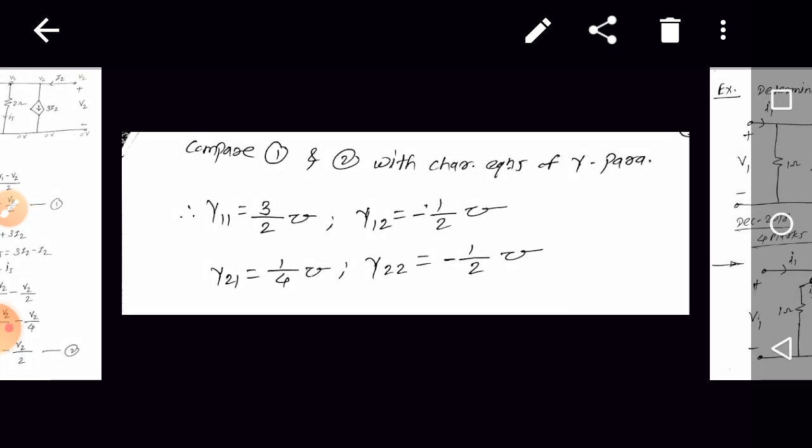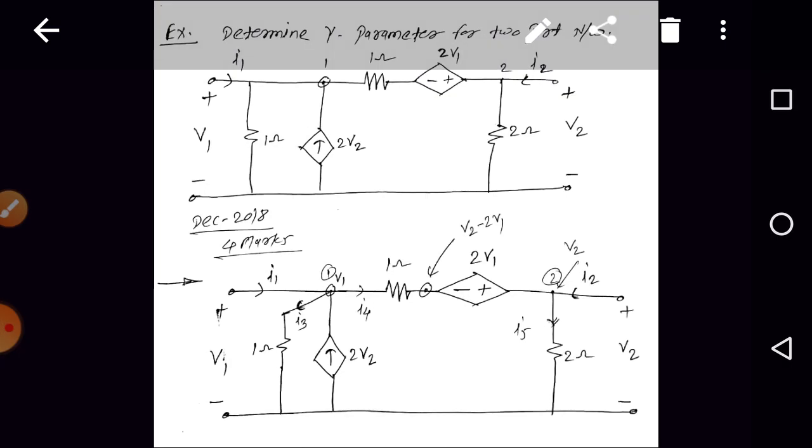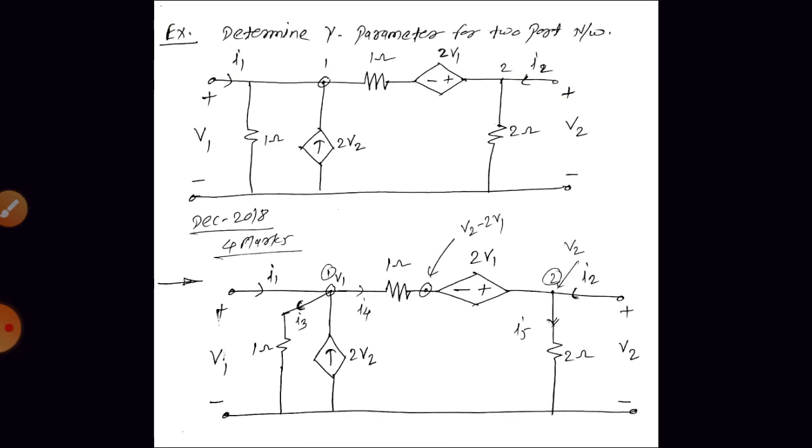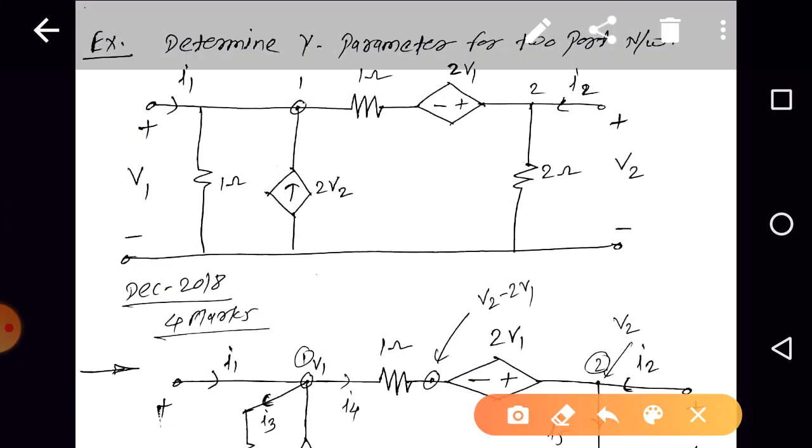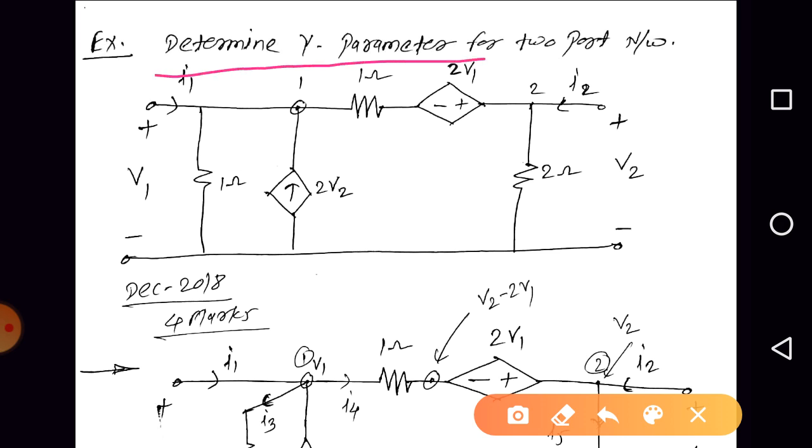So this is one example for finding the y parameters, and this question has been asked for 4 marks. Now let us discuss one more example, a Solapur University examination question. Determine the y parameters for the 2-port network. In this circuit, consider this as a reference node, so it is 0 volt potential here.